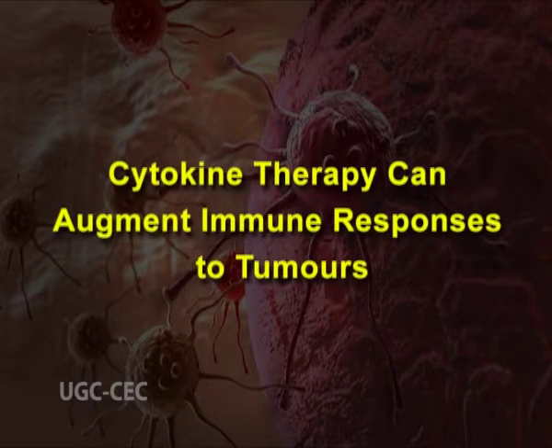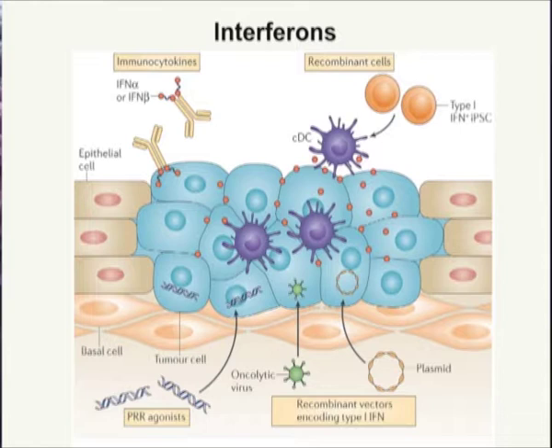Cytokine therapy can augment immune responses to tumors. Cytokines can increase the immune response against tumor cells by activating and differentiating various cells of the immune system. Cytokines like interferon alpha, beta and gamma, interleukin 1, interleukin 2, interleukin 4, interleukin 5 and interleukin 12, granulocyte monocyte colony stimulating factor and tumor necrosis factor are known to influence the immune response. They are cloned and produced at large scale for clinical applications. This option of cancer immunotherapy is still at its research level.